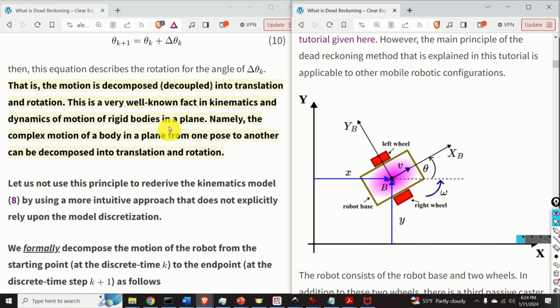That is, the motion is decomposed or decoupled into translation and rotation. And this is a very well-known fact in kinematics and dynamics of motion of rigid bodies in a plane. Namely, the complex motion of a body in a plane from one pose to another can be decomposed into translation and rotation. Let us now use this principle to rederive the kinematics model by using a more intuitive approach that does not explicitly rely upon the model discretization.